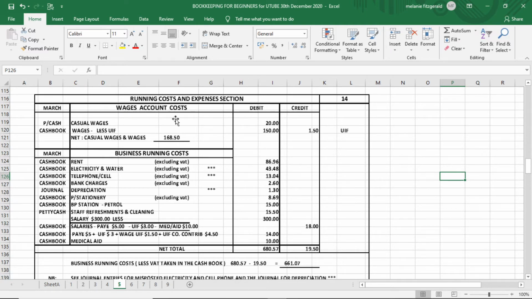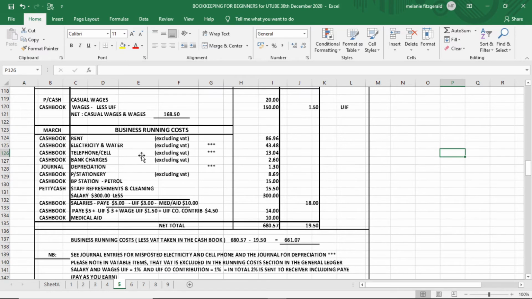The wages accounts costs. Remember, we had a casual worker, Joe. We paid him $20. Now, he doesn't earn enough to pay UIF and to pay tax. So he just gets paid out $20 from petty cash. Then we had Constance. She doesn't earn enough to pay tax, but she does contribute to UIF, and her contribution is $1.50. So the net casual wages is $168.50. Now, let's go through the business running costs section.